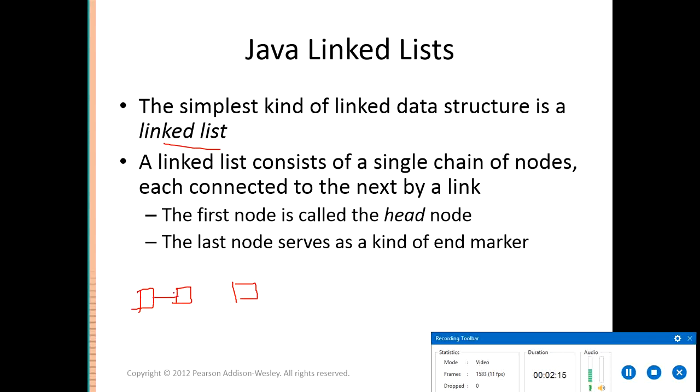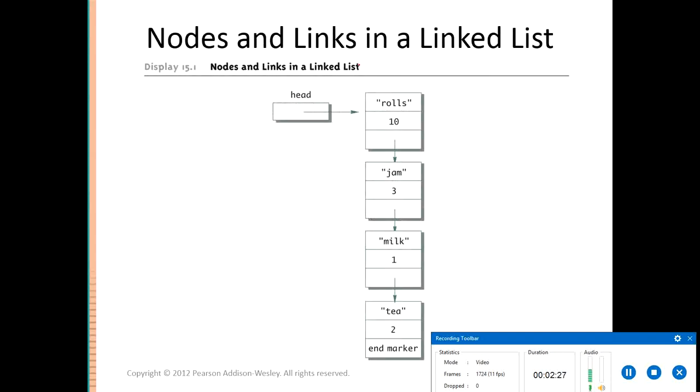So the first node is connected to the second with the help of a link, and the second is connected to the third with the help of a link. The first node is called the head node, and the last node serves as an end marker. If you see over here, head is just a pointer which points to the first node.